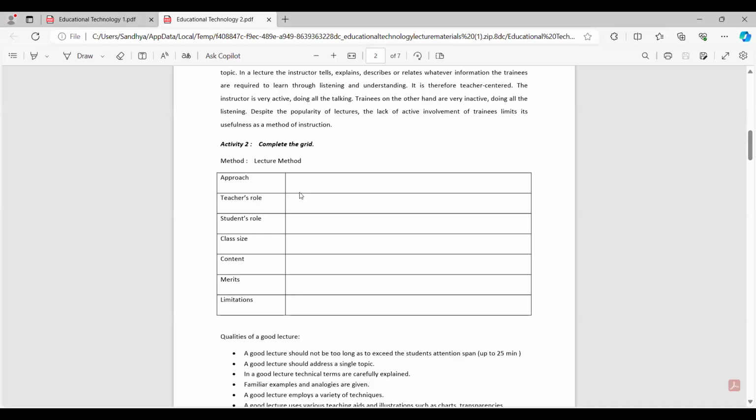Yes, teacher is active and students are passive learners. That comes to the students' role in the lecture method. Listen and learn. What is it? Listen and learn. Passive learners. Listen and learn. That is the student role. Class size in the lecture method.